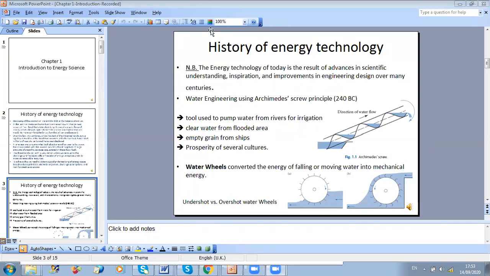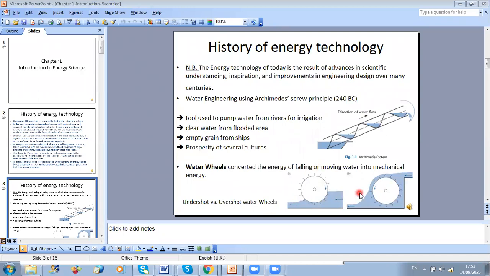So here you have the flow of water going under the water wheels, and you will see that the kinetic energy of the flow will be transformed into rotational energy of the wheel. So here you are transforming kinetic energy into rotational energy.